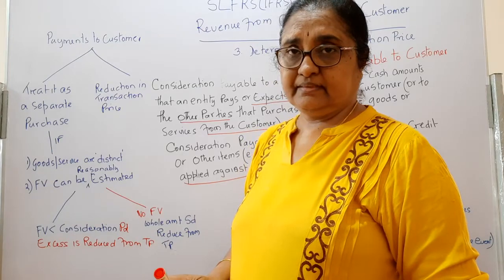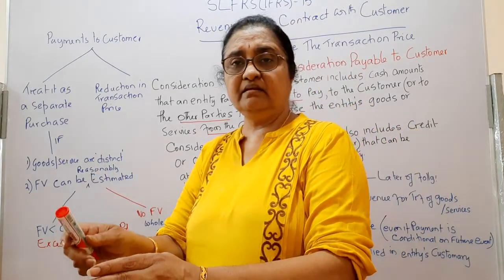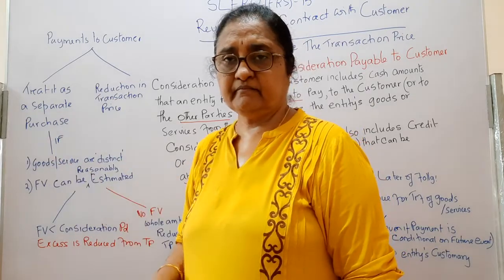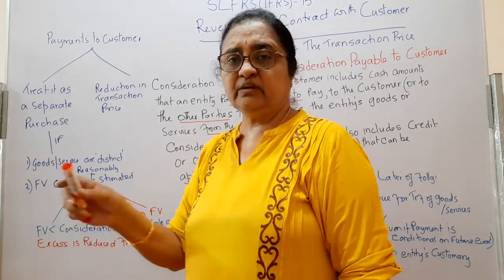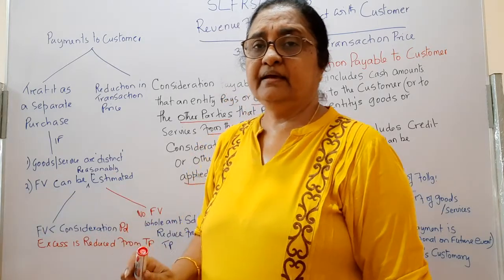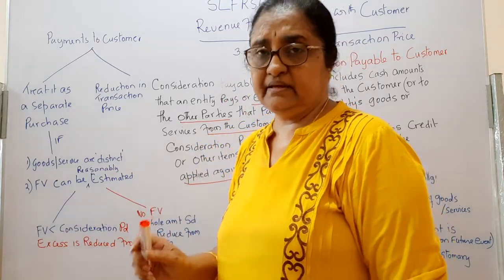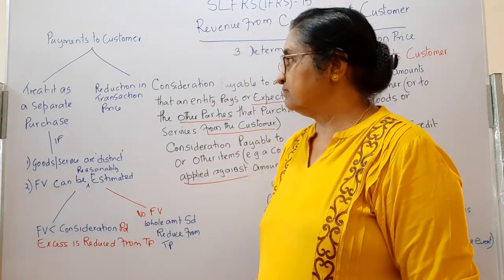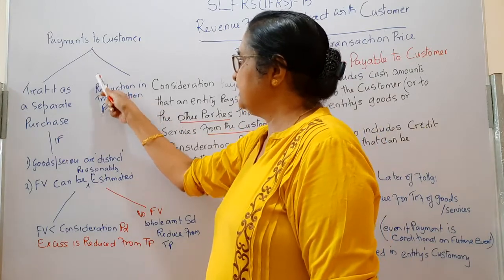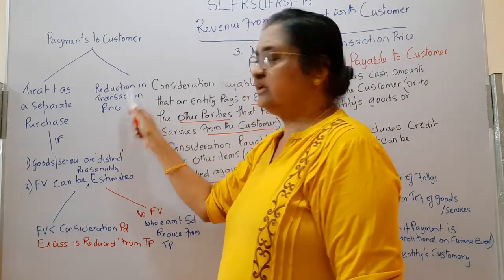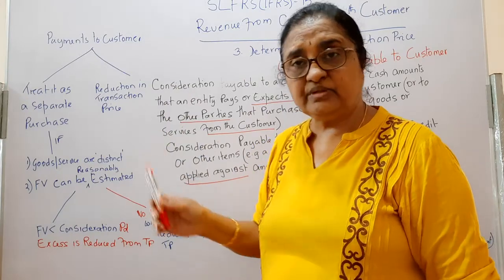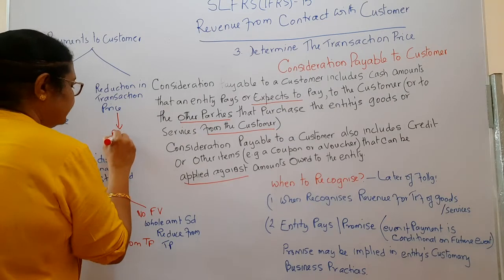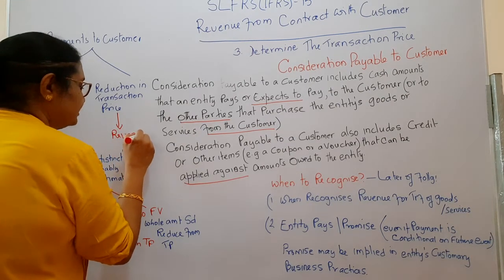Unless the goods and services supplied by the customer to the entity are distinct and the fair value of the goods could be reasonably estimated. The fair value should be reasonably estimated. So we can categorize into two. One category, whatever the payment, you reduce the transaction price. That means you reduce the revenue. When you reduce the transaction price, your revenue is reduced. That's the main component.